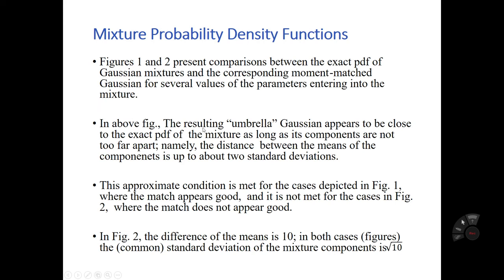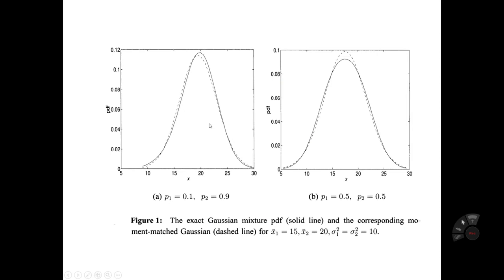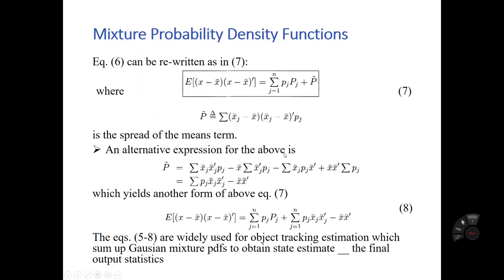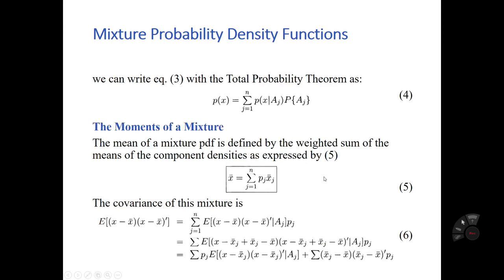So in the above figure, the resulting umbrella-like Gaussian appears to be close to the exact PDF of the mixture as long as its components are not too far apart. Namely, the distance between the means of the components is up to about two standard deviations. What does it mean? Here we are calculating the distance between the argument x and x dash, that is, x minus x dash.